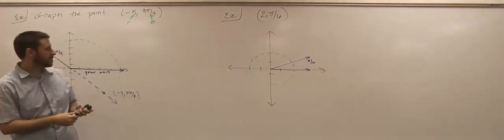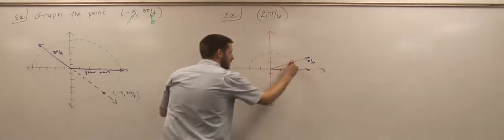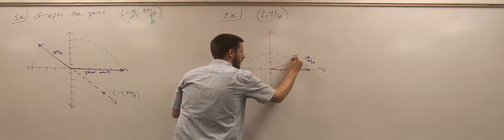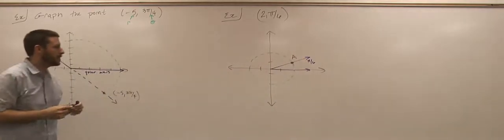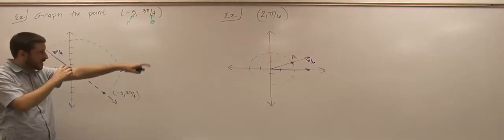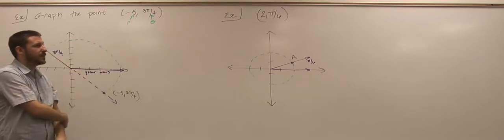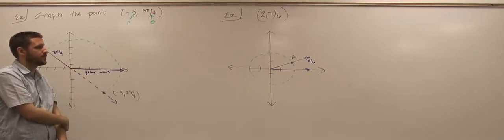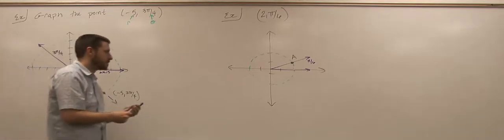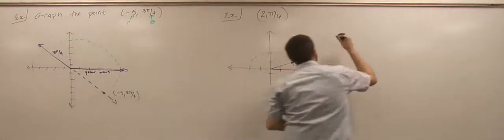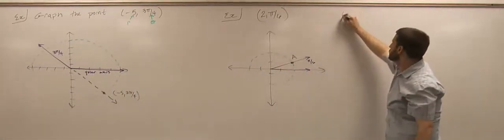So, there's my pi over 6. Here's my point, A. I want to be able to write this point A with different coordinates, which have r negative and theta positive. So how can I represent this point with r negative and theta positive?